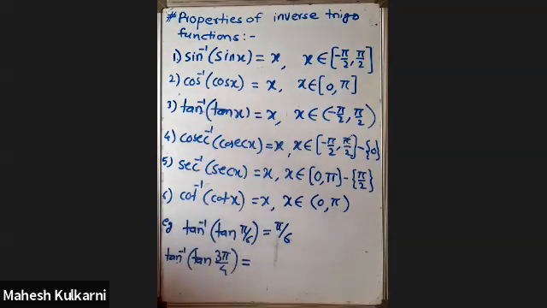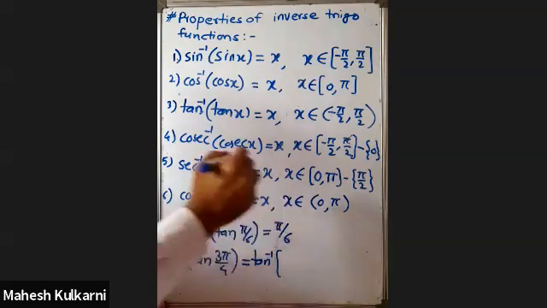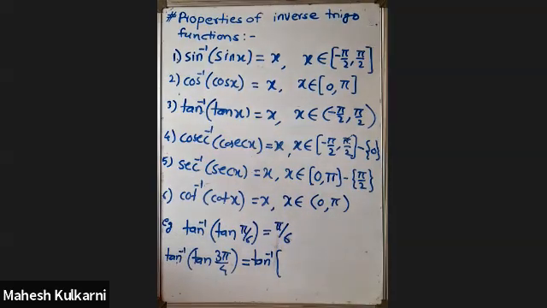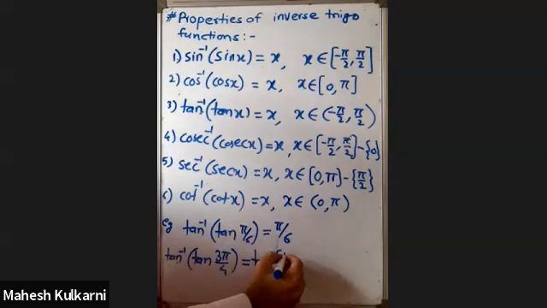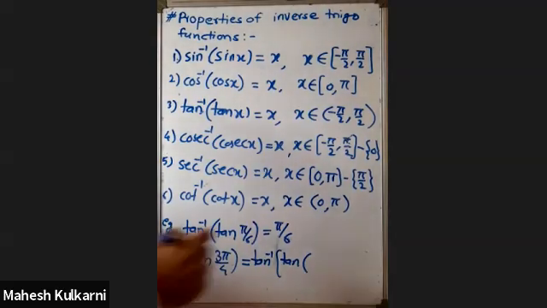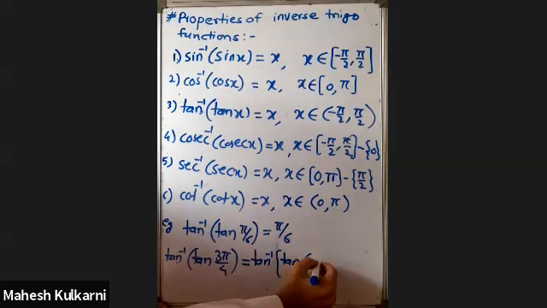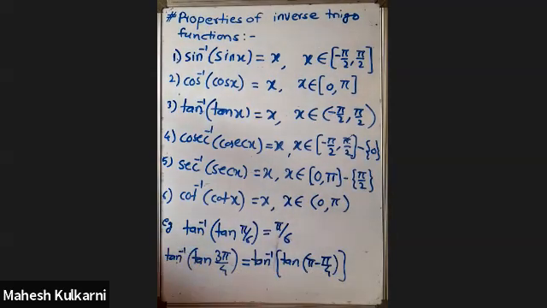Now which formula can we use here for this tan 3 pi by 4? So it is tan inverse of tan of 3 pi by 4. We can write here tan of, how to split this 3 pi by 4? It is pi minus pi by 4. See, pi minus pi by 4 is 3 pi by 4.